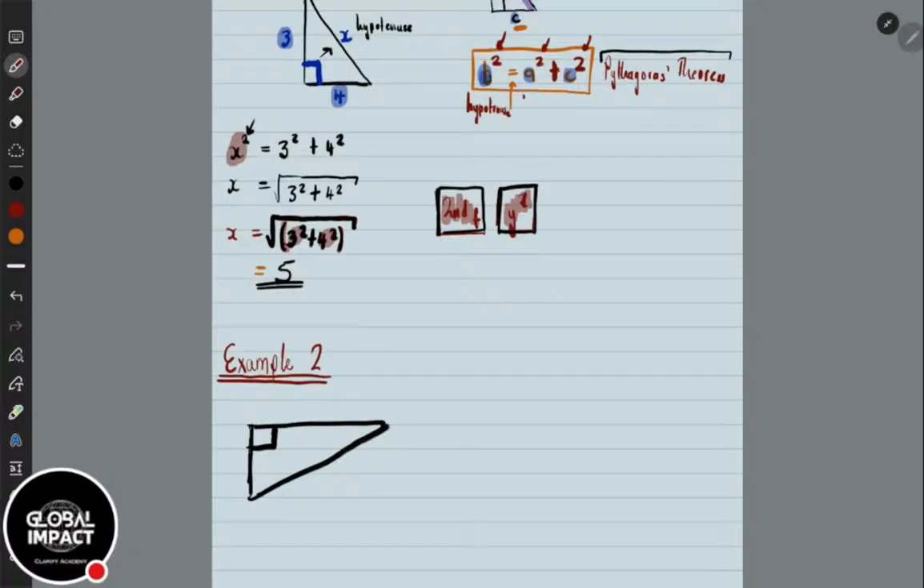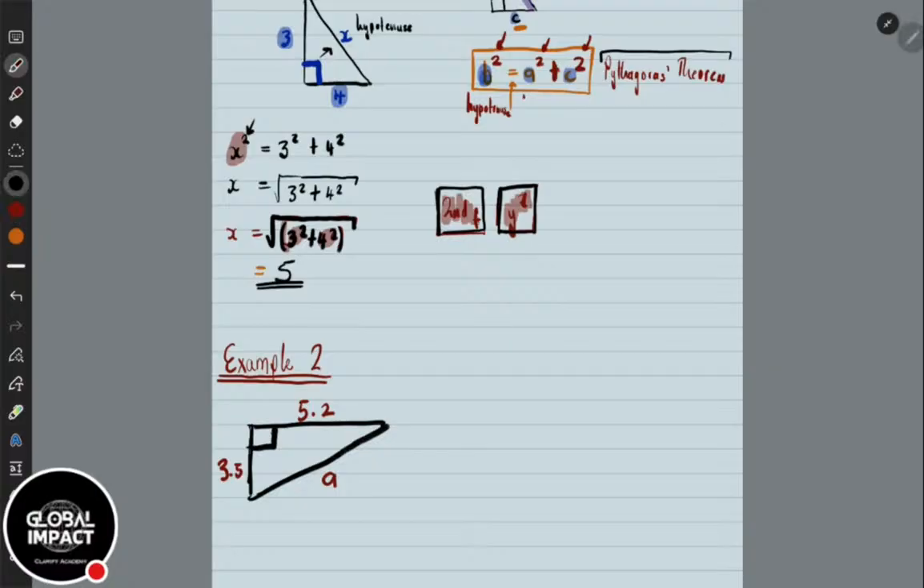So here we have the triangle, and it's like this. And this is 3.5. Then this is 5.2. And this is A centimeters. And they said find it.